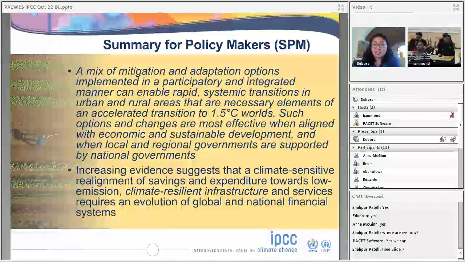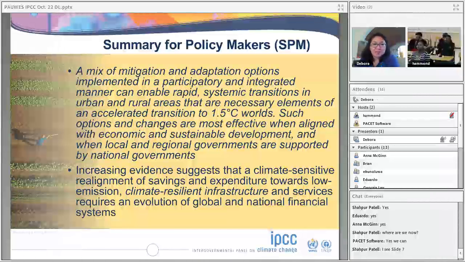These options and changes are most effective when they are aligned with economic and sustainable development, and when local and regional governments are supported by national governments. So this means not only that we need to implement both mitigation and adaptation, but even mitigation options, including, for example, renewable energy technologies, will need to keep in mind the future impacts of climate change and be robust enough, resilient enough for future impacts. So even then, for each option, we need to consider what adaptation options they need to include.